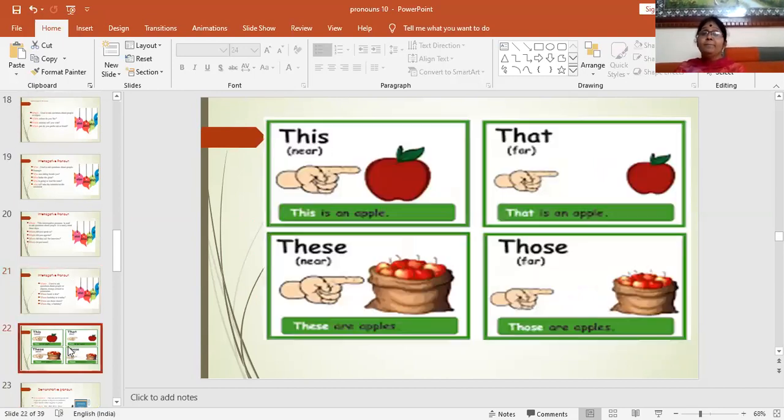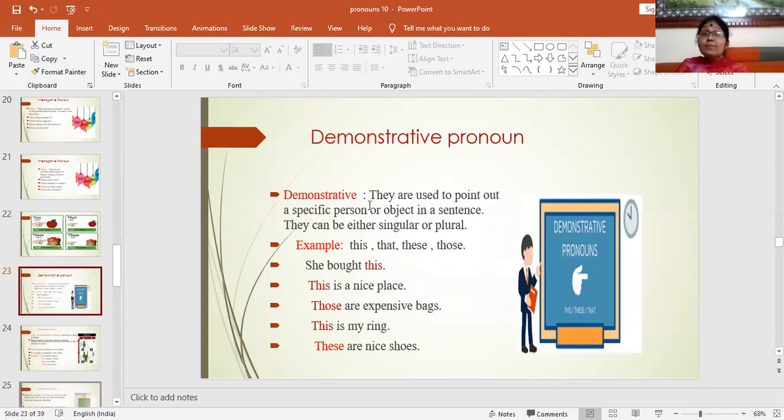Now we'll move ahead. Look at this picture. What do you see in this picture? This hand is pointing to the apple and saying, this is an apple. That is an apple. I'm pointing it out there. These are apples. Those are apples. So, we are demonstrating it with a pointed finger and trying to say what we are talking about. So, they are called demonstrative pronouns.